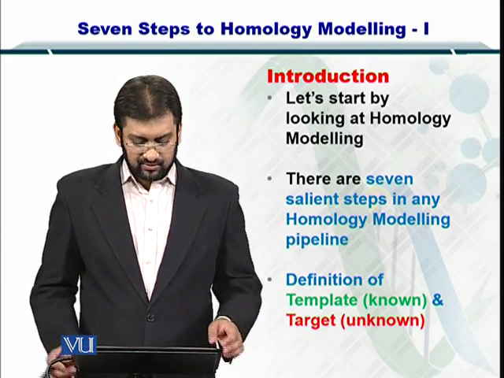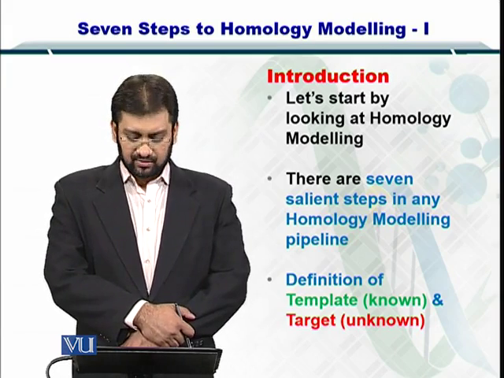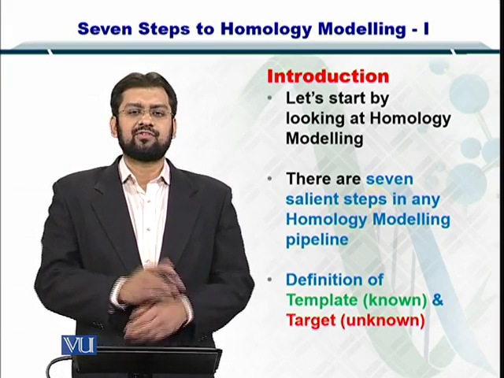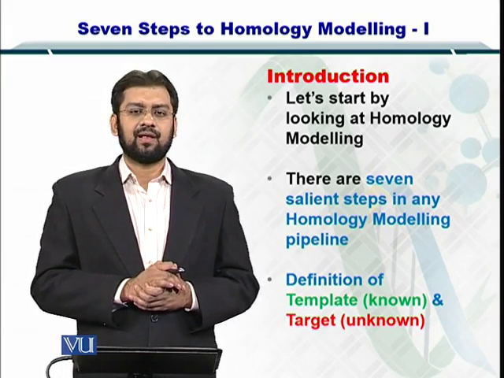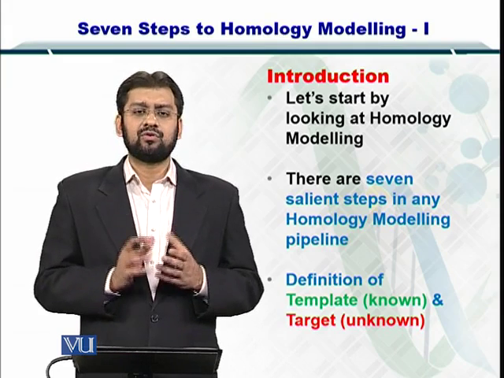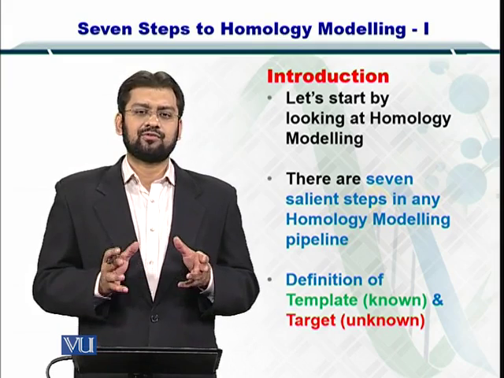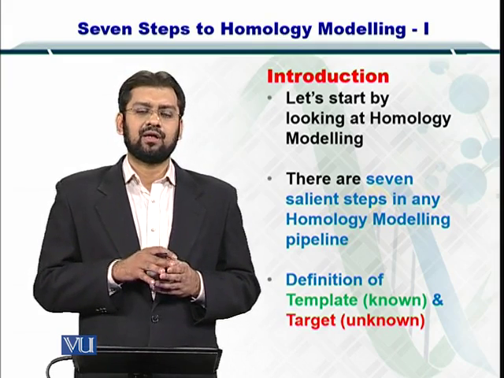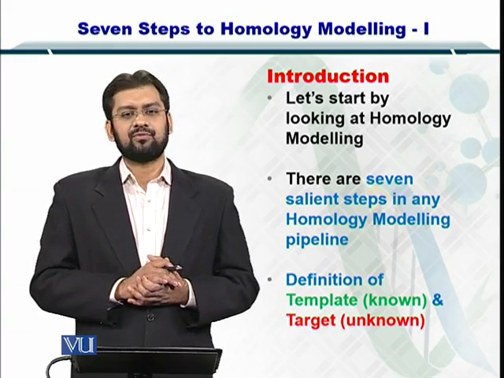So to start with, let's take a look at the 7 very important steps, or the 7 salient steps, that any homology modeling pipeline has. These steps are crucial in their order, and any software that is written for homology modeling employs each one of these steps in different shapes and forms.